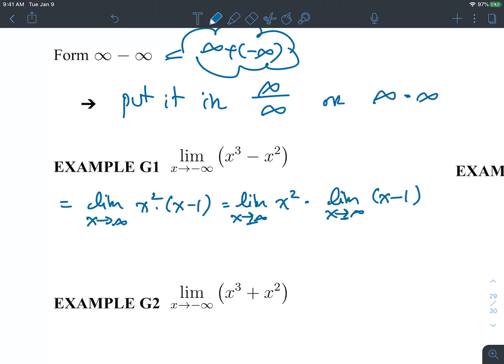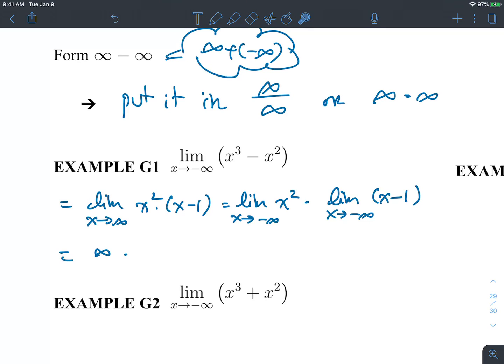By the way, that's negative infinity. You know what? I should write a little neater. You deserve neater handwriting. Now, look at this. Negative infinity squared is positive infinity.